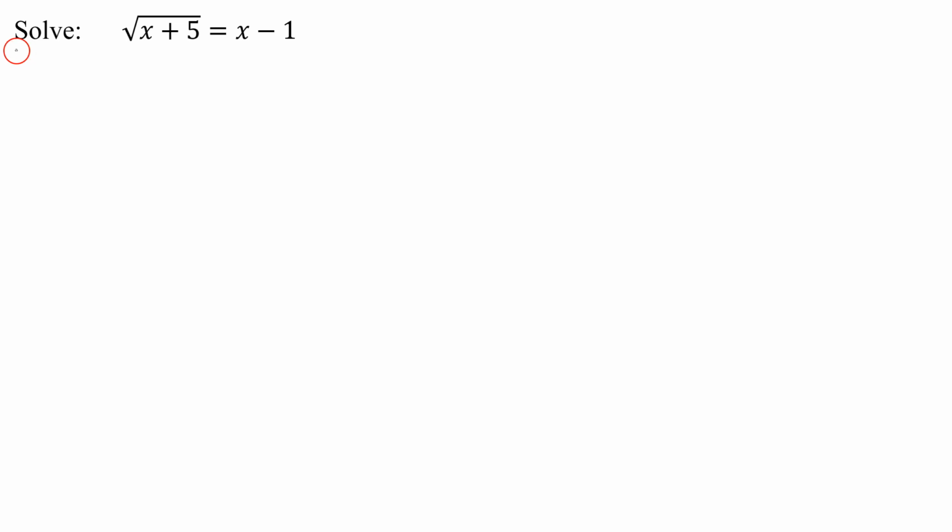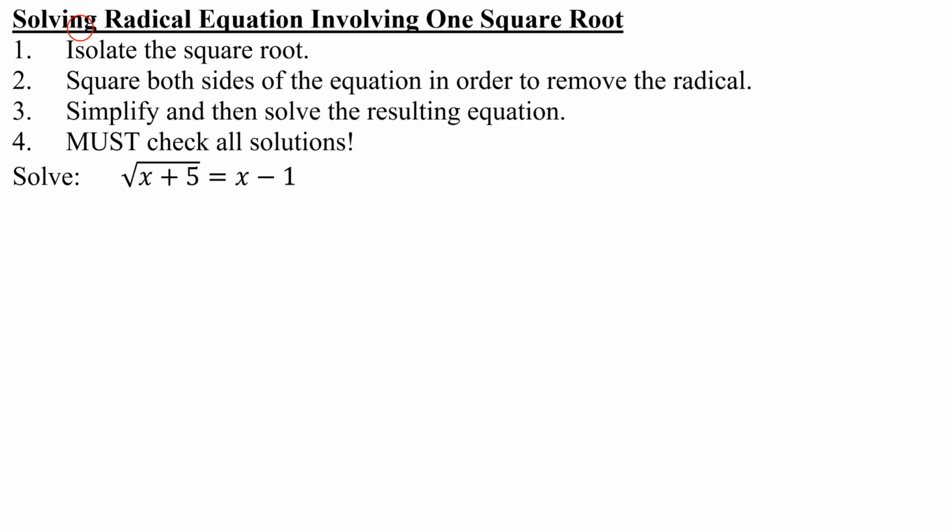In this example, we need to solve the equation the square root of x plus 5 equals x minus 1. Well, what type of equation do we have here? It's a radical equation as it has a square root in it. And how many square roots does this equation have? Just one. So let's look at the steps for solving a radical equation involving one square root.